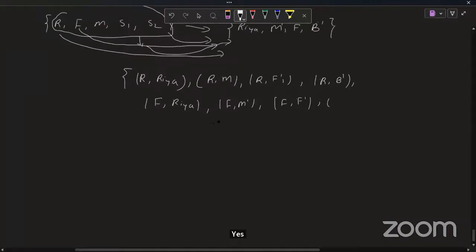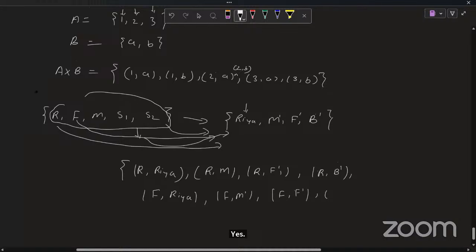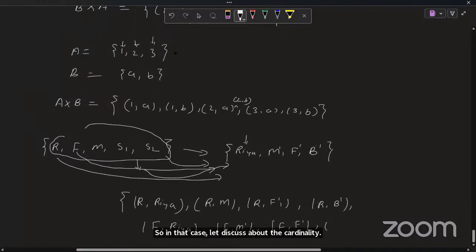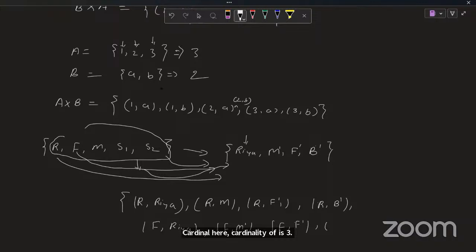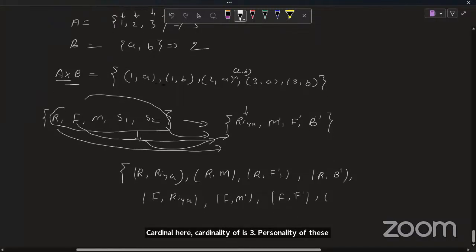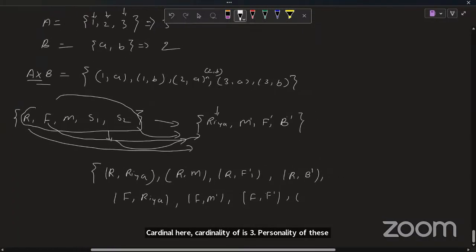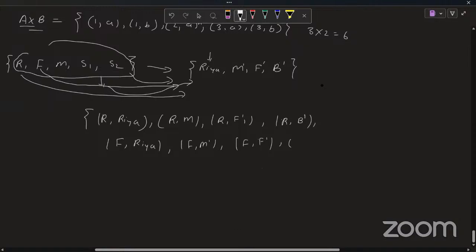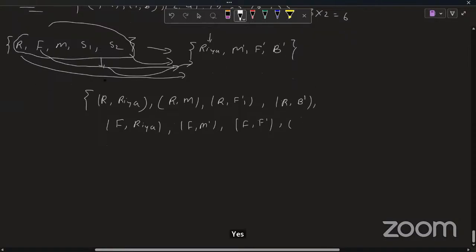So in that case, let's discuss the cardinality. Suppose cardinality of A is 3, cardinality of B is 2. What is the cardinality of A cross B? 6. 3 cross 2, yes, 6, right? Easy?